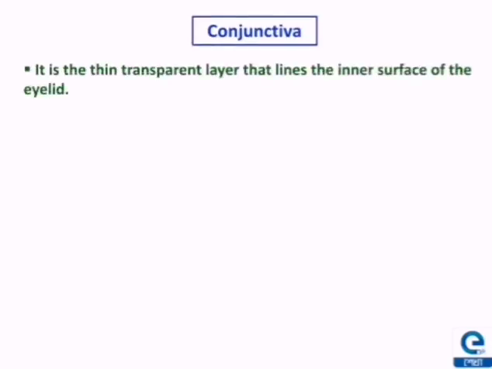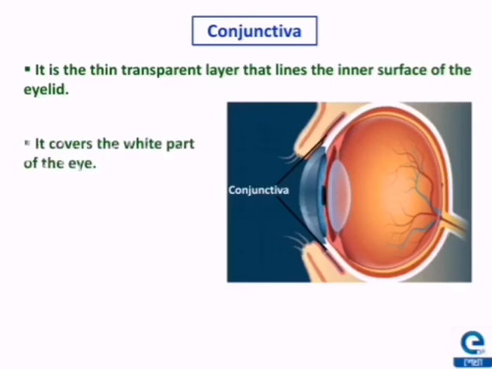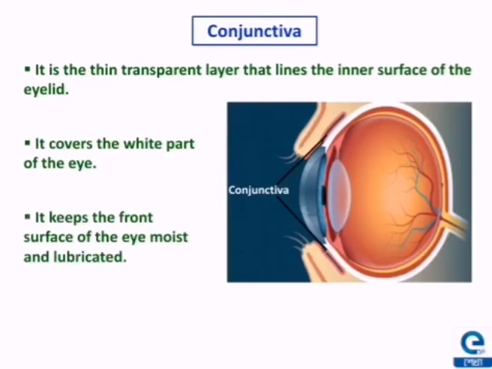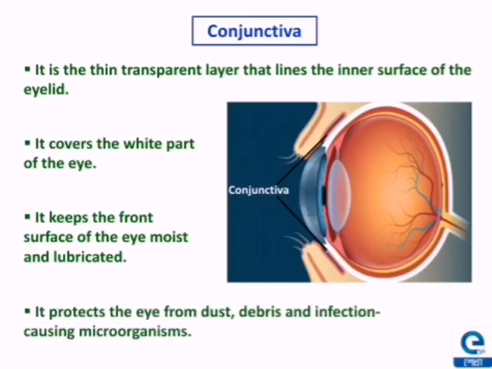Next we will learn about the protective parts of the eyeball. First comes the conjunctiva. It is a thin transparent layer that lines the inner surface of the eyelid. It covers the white part of the eye. It keeps the front surface of the eye moist and lubricated and thus prevents the eye from dryness. It also protects the eye from dust, debris and infection-causing microorganisms.